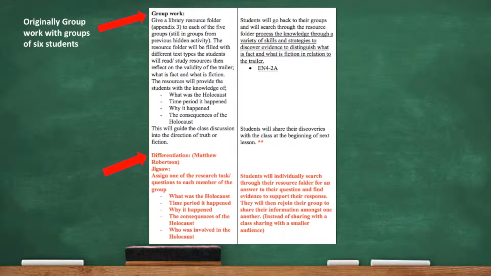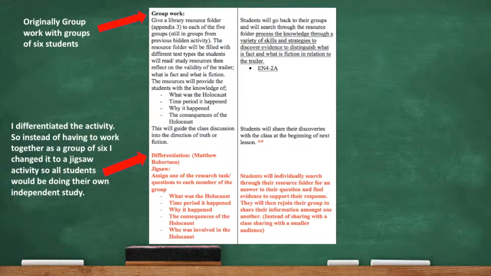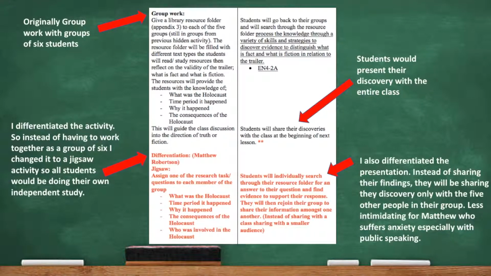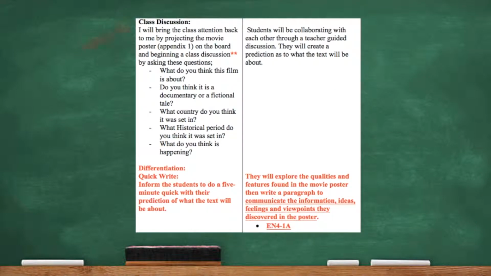Here's another example. So originally it was group work with a group of 6 students. So I differentiated that. Instead of having to work together as a group of 6, I changed it to a jigsaw activity. So all students will be doing their own independent study. And originally students would present their discovery with the entire class. I differentiated that, so instead of presenting to the entire class, they would only be presenting with the 5 other people in their group, which would be less intimidating for Matthew.